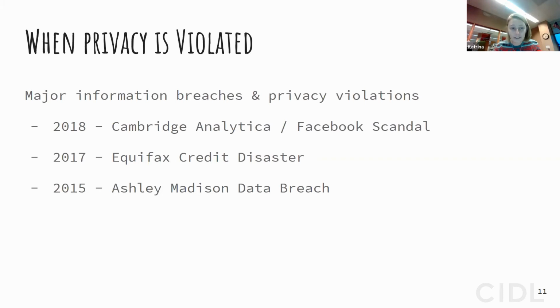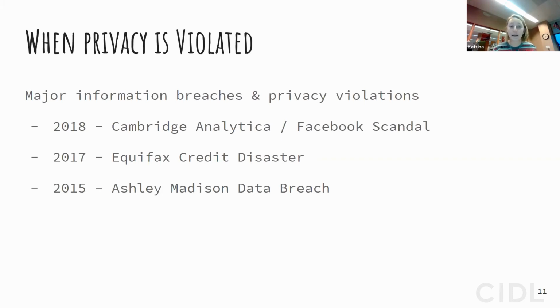So what happens when your privacy is violated? I went through and found that there have been information breaches and privacy violations since the time of the computer, but these are the most recent ones, and these are the biggest ones that have happened in the last few years. So in 2018, you have the Cambridge Analytica Facebook scandal. I'm sure some of you saw it on the headlines everywhere. It was a massive issue.